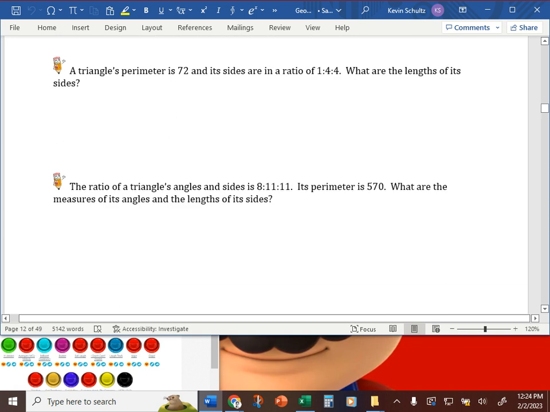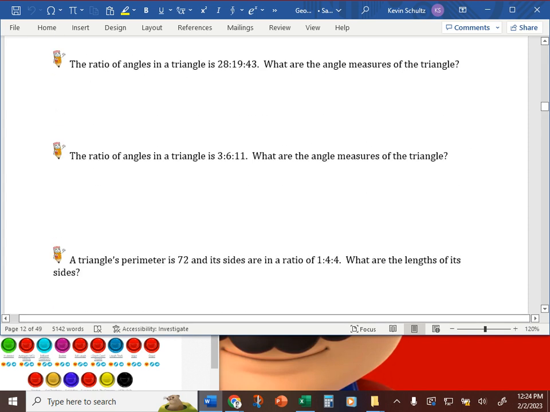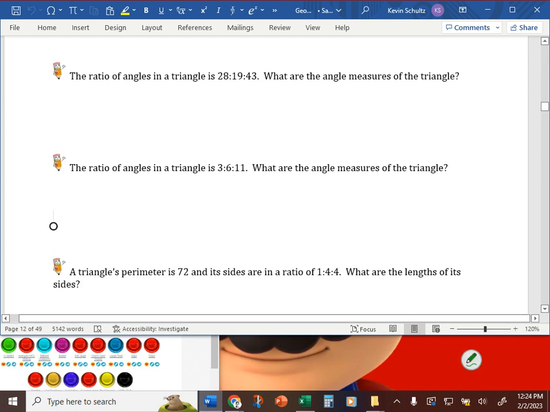Anything we need to talk about? The next one. Which one? The 3, 6, and 11. That's easy. What we did in the one before it, this is the exact same question except it has changed the numbers, right? So what we did here was we found how many degrees are represented with 28, 19, and 43. That was 90, right? And then what do we do from there? Oh, I got it. Never mind.